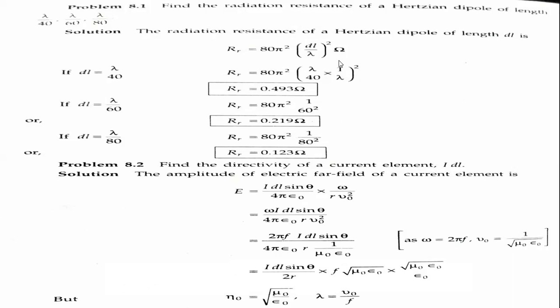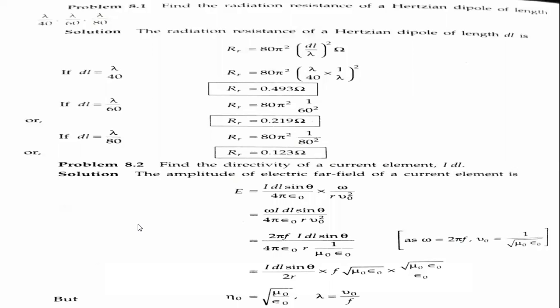And this 1 by lambda will be as it is. Lambda will cancel out and 1 by 80 will be there, and that is nothing but 1 by 80 squared. So this you need to take outside and multiply with pi squared. Then you will again get the third value of radiation resistance, that is 0.123 ohm, which is measured in ohms. So this numerical was related to finding the radiation resistance. If you use the Hertzian dipole expression, then only it is possible to simplify that radiation resistance.